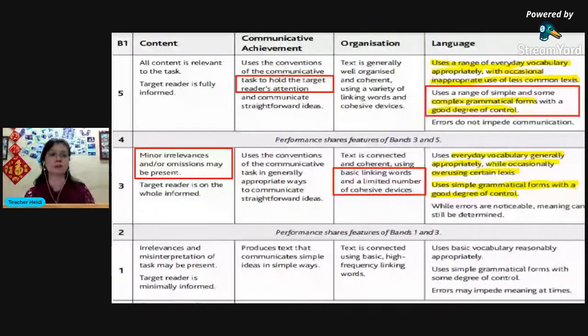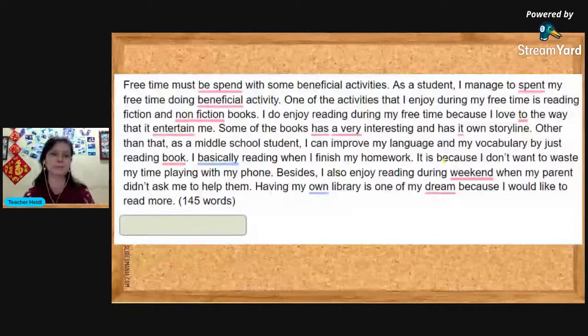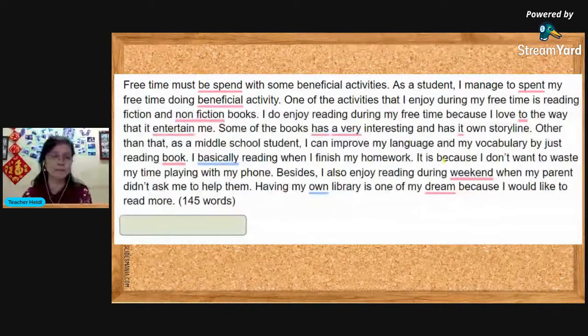Now I'm giving you the next essay. You can see that it's 145 words, which the requirement is 125 words to 150 words if it's SPM. But if PT3, it is until 120 words. But again, you won't get penalized if you write more than 120 words for PT3.